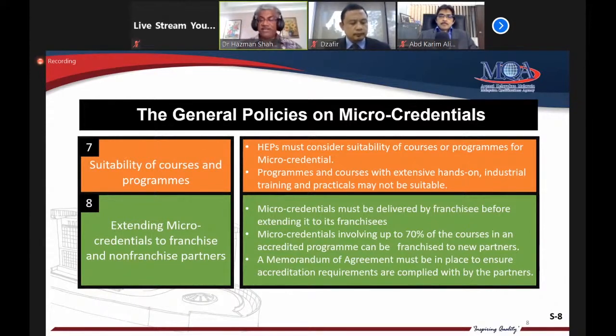Okay, and I'm sure providers are quite sensitive to this suitability issue, but the guideline does draw your attention to this. For micro-credentials developed by a provider, after having launched it yourself, at least for one cohort, you can extend this to your franchise partners. Many providers have franchise partners running their programs. So if you have micro-credentials which are components of those programs, you can extend the implementation of these micro-credentials to them as well. They may be in different parts of the country, and therefore able to extend access to many more learners than would be possible if you're just doing it in one place, maybe in Klang Valley.